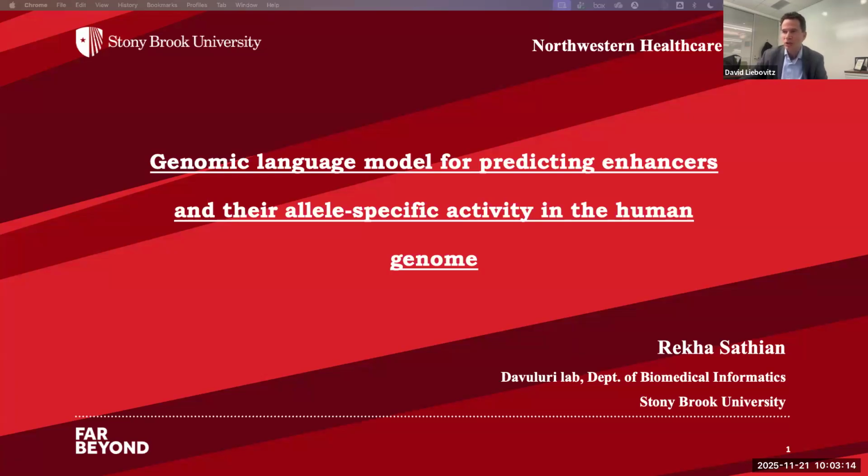Rekha Sathian's research in general focuses on decoding the regulatory language of the genome using large language models such as DNABERT. She developed DNABERT-Enhancer, a genomic language model trained on the human genome to identify and characterize enhancer regions based on their underlying DNA sequence patterns. Her work aims to elucidate how sequence context governs enhancer activity and how allele-specific variations in non-coding regions can lead to gain or loss of function regulatory effects, advancing our understanding of the genetic basis of complex diseases.